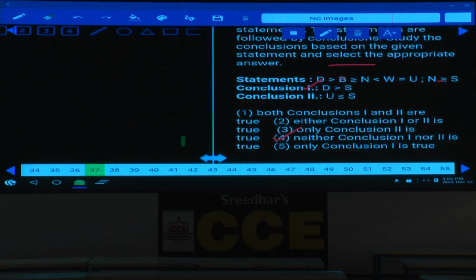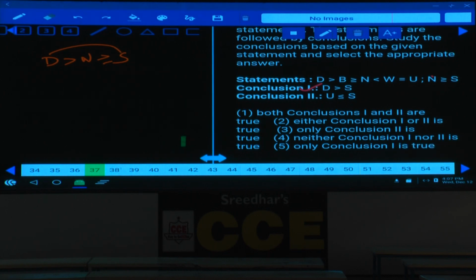Then coming to question number 37, the relation between D and S. D is here and S is here. What is the element which is combining this one? N. Now D greater than N and N and S. N greater than or equals to S. D greater than N, N greater than or equals to S, which implies that D greater than S definitely true. Done?